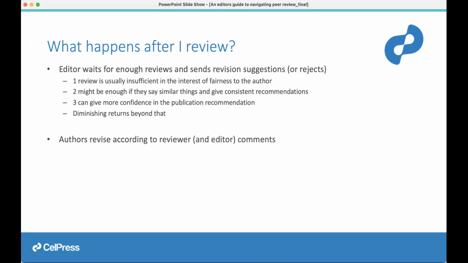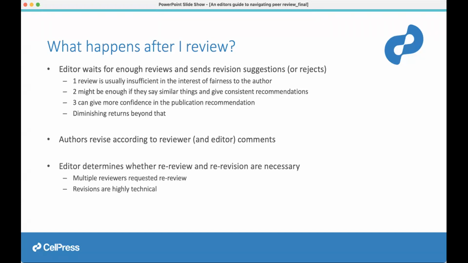Okay, then the authors revise, and Aliki covered this. The editor then will determine whether re-review and re-revision are necessary. So especially if multiple reviewers requested to see the manuscript again, or if the revisions are highly technical. So if I, as the editor, don't feel like I have the right expertise to assess if the authors actually did these things, then I will definitely send it for another round of peer review. If it's more, okay, minor revision, fix this figure, add some more references, those kinds of things, then I am more comfortable, as an editor, making those decisions myself.